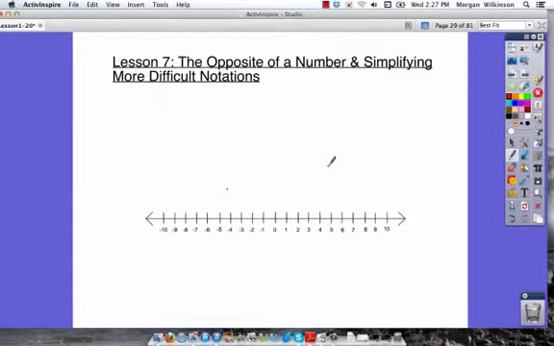Okay, lesson 7. In lesson 7, we're looking at the opposite of a number, and we're looking at simplifying more difficult notations. Got a little red dot here. Maybe you can see that. I'm going to get rid of it. And we'll start with the opposite of a number.